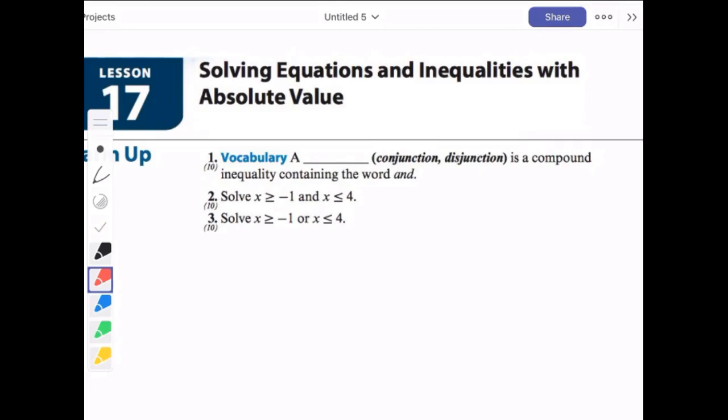A conjunction is a compound inequality containing the word "and." For both of these, if we are solving x is greater than or equal to -1 and x is less than or equal to 4, notice that x would kind of be squished in between those values. So that would be our answer for that. So x is between -1 and 4. Those are all the possible values in between there.